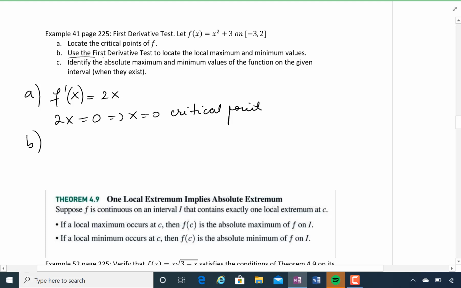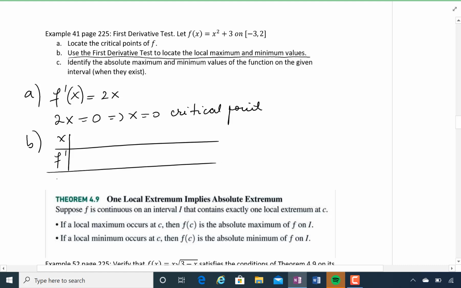Now it says use the first derivative test to locate the maximum or minimum values. So we make a table, we put x, f prime, and f. The domain is from negative 3 to 2. They gave us that here. f prime of 0 is 0.